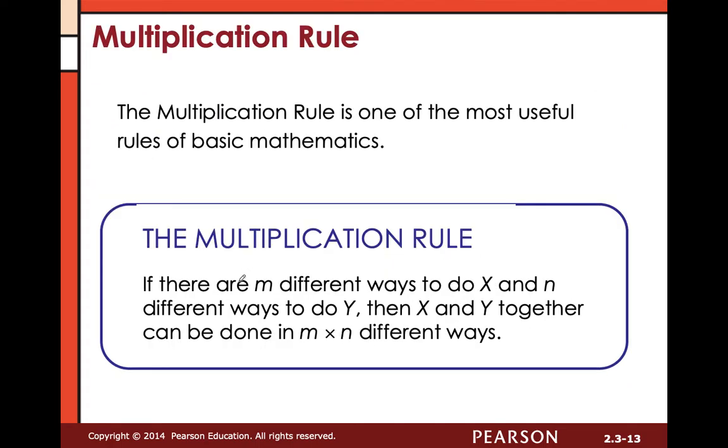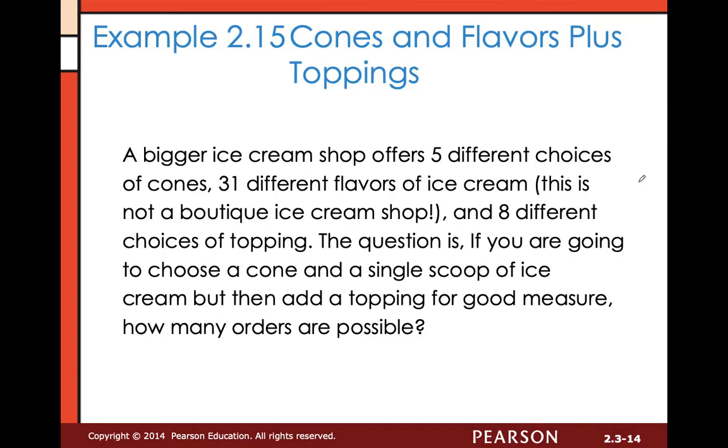Don't forget about the multiplication rule. It's one of the most useful rules of our basic mathematics, which is that if there are m different ways to do x and n different ways to do y, then to do x and y together, you can do that in m times n different ways.